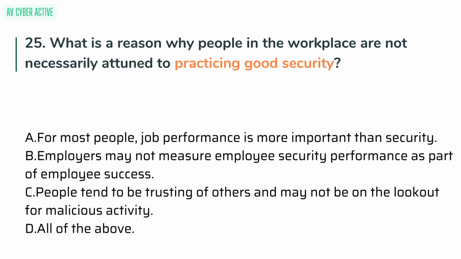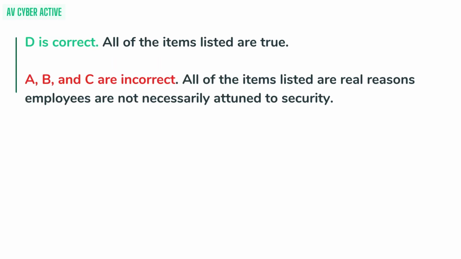25. What is a reason why people in the workplace are not necessarily attuned to practicing good security? A. For most people, job performance is more important than security. B. Employers may not measure employee security performance as part of employee success. C. People tend to be trusting of others and may not be on the lookout for malicious activity. D. All of the above. D is correct. All of the items listed are true. A, B, and C are incorrect. All of the items listed are real reasons employees are not necessarily attuned to security.